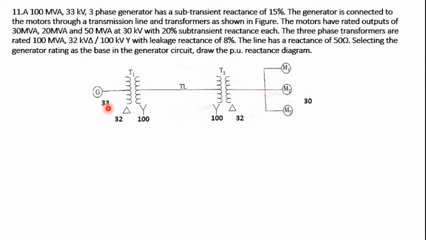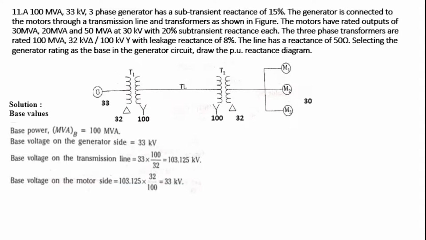So this value, for my reference, I had written: 33, 32, 100, 100, 32. In the numerical, we have to see which side is star and which side is delta. You have to be very careful here. So coming to the solution, we have to consider these as the base values.